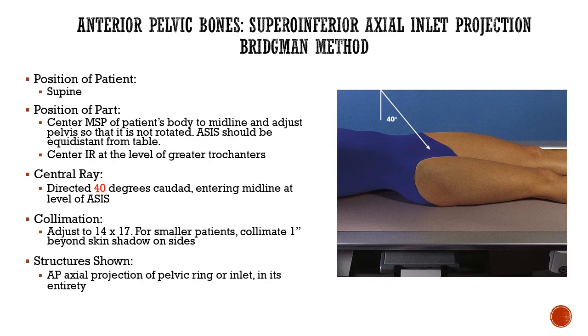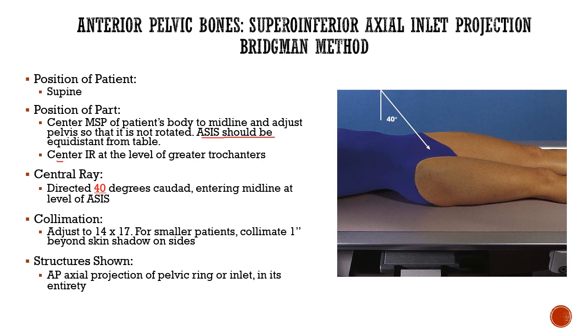The last projection to take a look at for the anterior pelvic bones is the superior inferior axial inlet projection, Bridgman method. For this, the patient is supine. We're centered to the mid-sagittal plane of the patient's body to the midline and adjust the pelvis so it is not rotated. The ASIS should be equidistant from the tabletop.